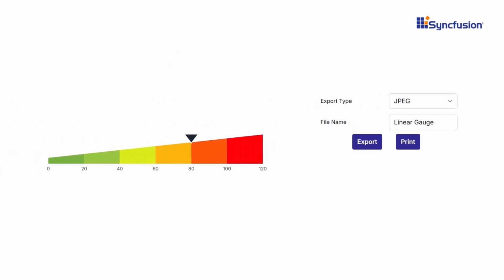And when it's time to share your work, you can print the gauge directly from the browser or export it as an image, PDF, or even a base 64 string. Globalization is built in too. You can display text and numbers in different cultures and use the format property to display values in the numeric format. Plus, it's fully accessible with features like screen reader support and ARIA attributes to ensure smooth navigation for all users.